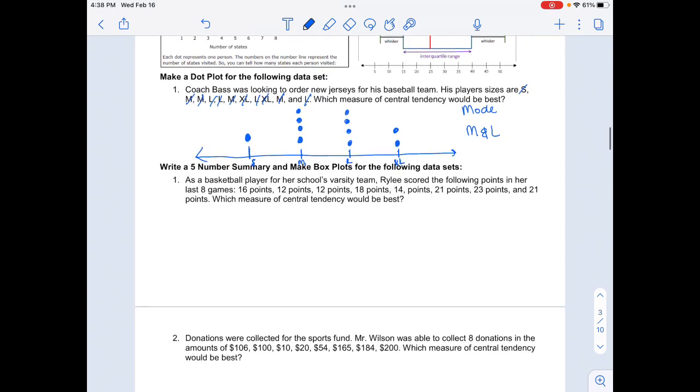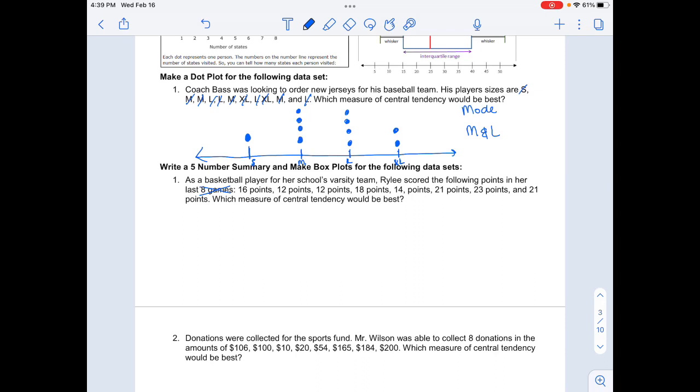We are now going to write a 5-number summary and make box plots for the following data sets. So as a basketball player for her school's varsity team, Riley scored the following points in her last 8 games. So this isn't one of our values. It's not an amount of points. It's just saying there's 8 games listed here. So we have those points, and then ask which measure of central tendency would be best.